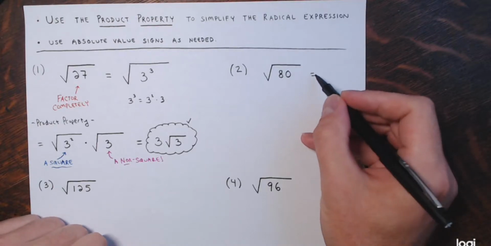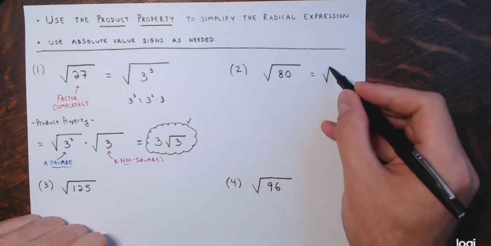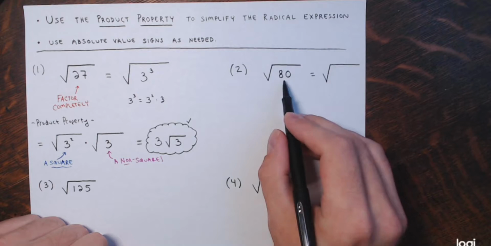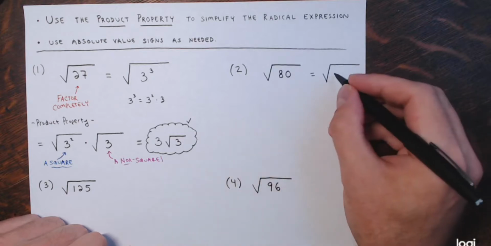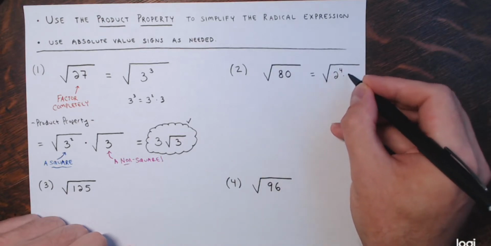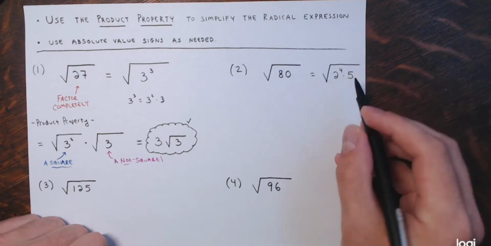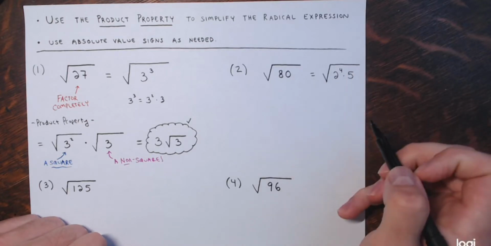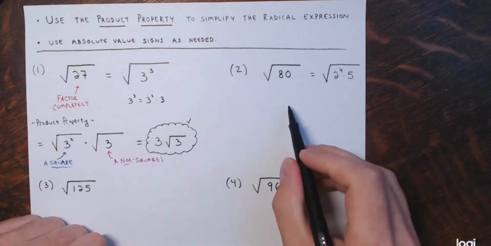All right, so the square root of 80. Now 80, when you factor 80 completely, 80 is 16 times 5, or 2 to the 4th times 5. Right, there's 80 factored completely. And you could do the factor tree stuff. I'll leave it to you.